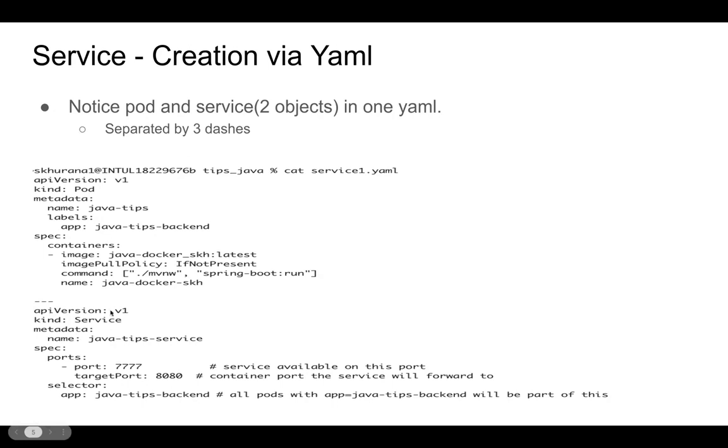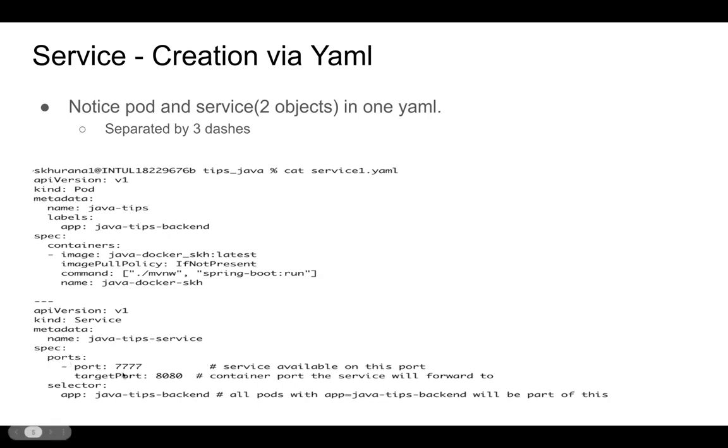So here I am defining, the API version is v1 for service at this moment. The kind is service. Here kind was pod, here kind is service. Metadata, name I can give anything. The spec, here I am giving ports. We'll discuss the ports, but the main thing is this java-tips-backend, right? You see the label here, java-tips-backend, and selector app: java-tips-backend. So it is selecting those pods. Selector means selecting those pods which have this label, and this pod has this label.